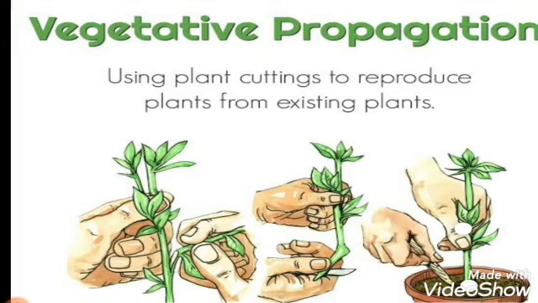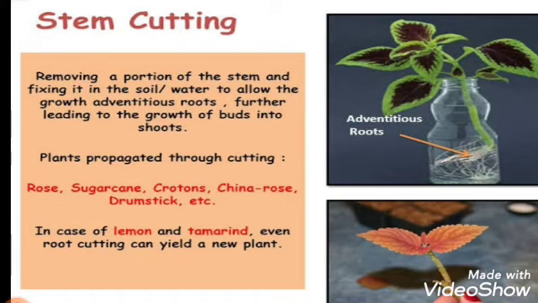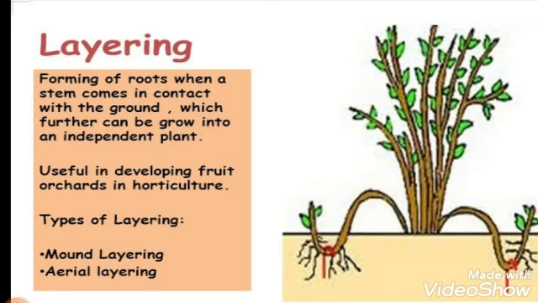Using plant cutting to reproduce plants from existing plants is mostly seen in the case of rose, sugarcane and drumstick. Next is layering: formation of roots on coming in contact with the ground, which can further be grown into an independent plant. Usually layering is done in lemon and jasmine.